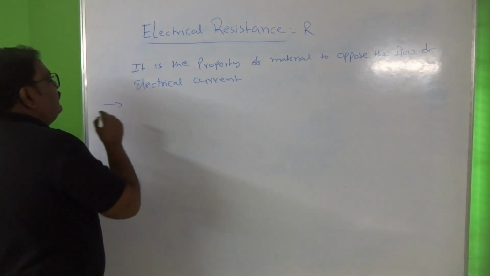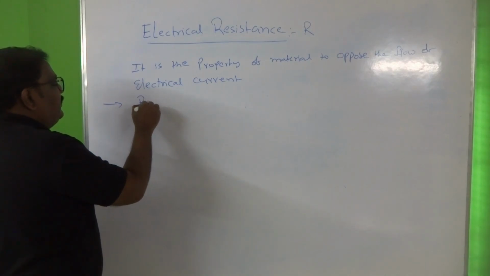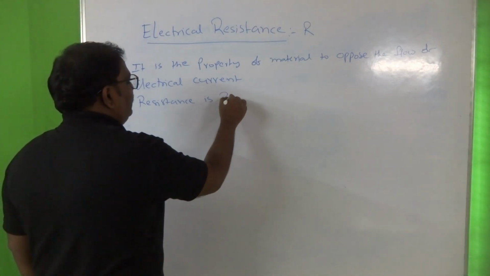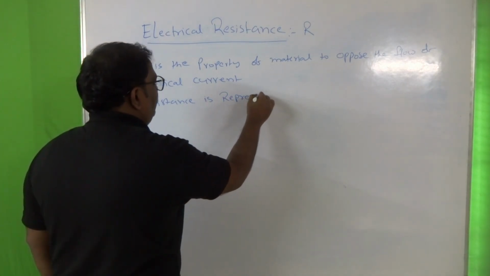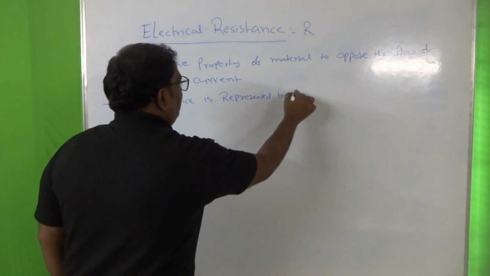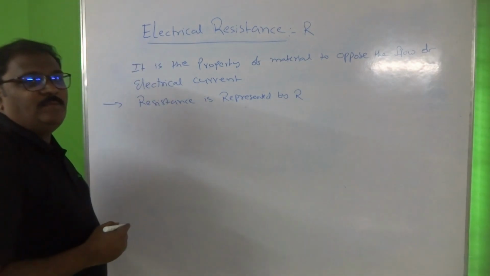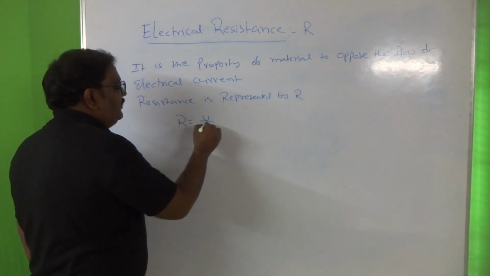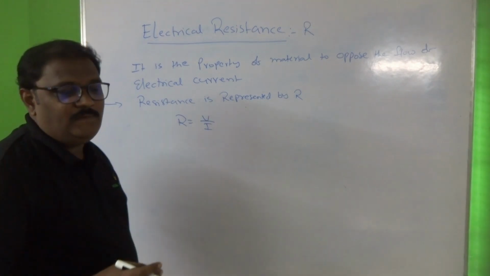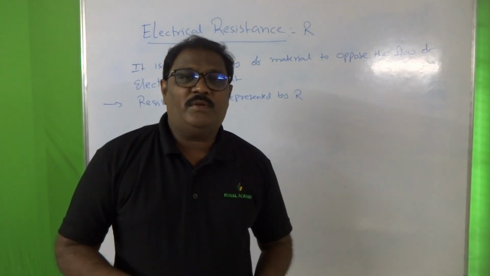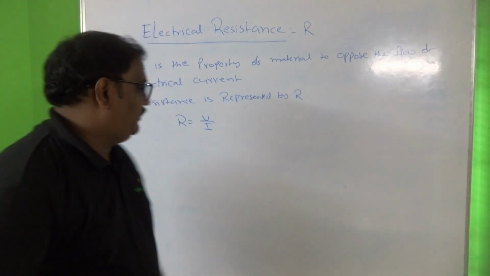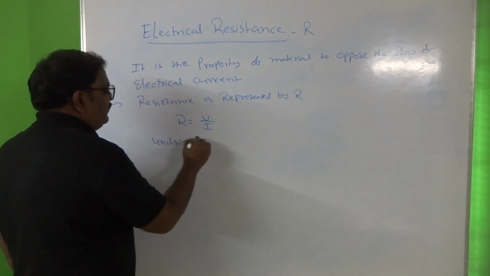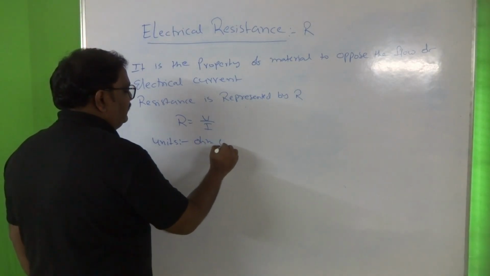Dear friends, the resistance is represented by capital R. Mathematically, the resistance is defined by using this equation, R equal to V by I. That means the resistance is always the ratio of voltage to the current. The unit of resistance is the ohm.